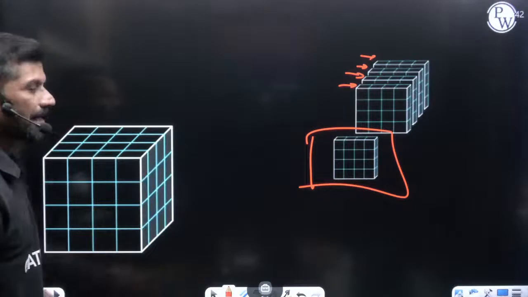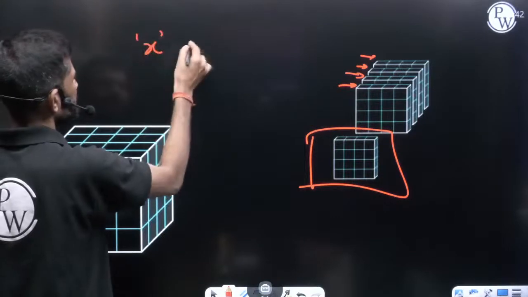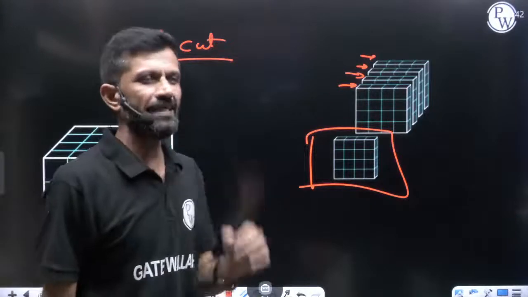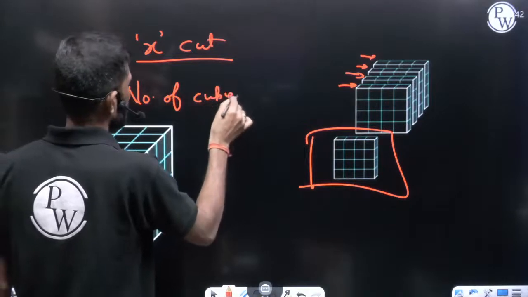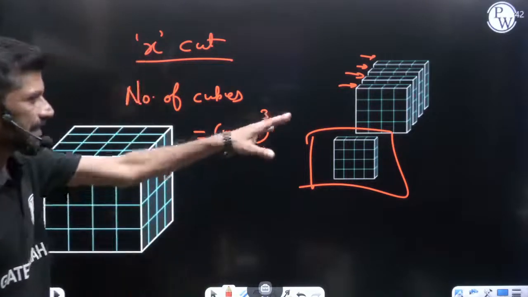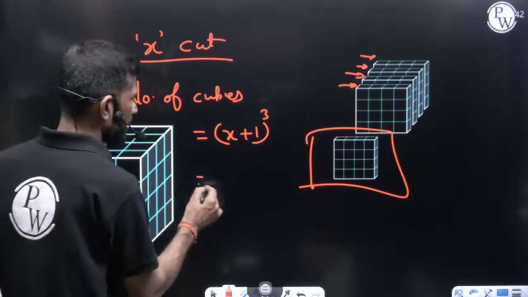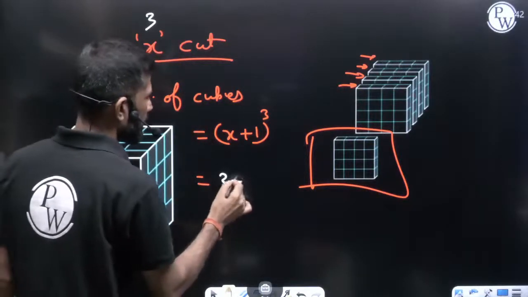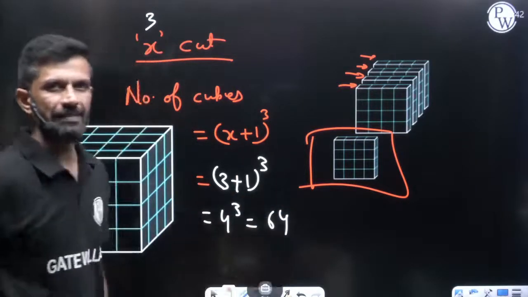Or else, try to understand, if I give x cuts on each edge, the total number of cubes formed will be (x plus 1) power 3. How many cuts have I given on each edge? I am giving 3 cuts on each edge. So the number of cubes formed will be (3 plus 1) power 3, which is equal to 4 cube. 4 cube means 64. Are you getting me?